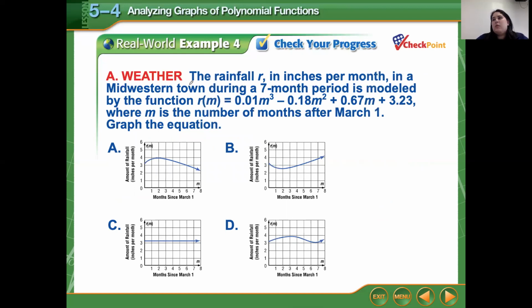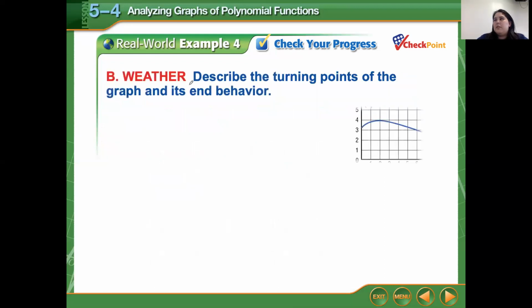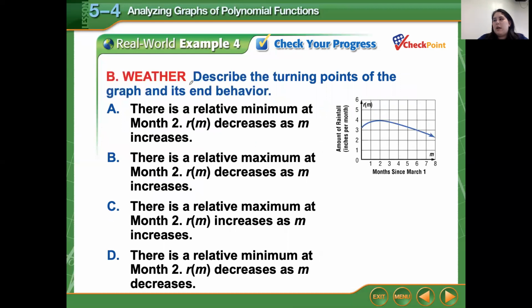All right, go ahead and try graphing this one. Pause the video to give yourself time. All right, when you graph it, you should get a graph that looks like option A. Next, we're going to describe the turning points. So go ahead and give yourself a minute, pause the video to try out this problem. All right, so when we describe the turning points and the behavior, you should pick B. There's a relative max at month 2, and it decreases as the months go on.